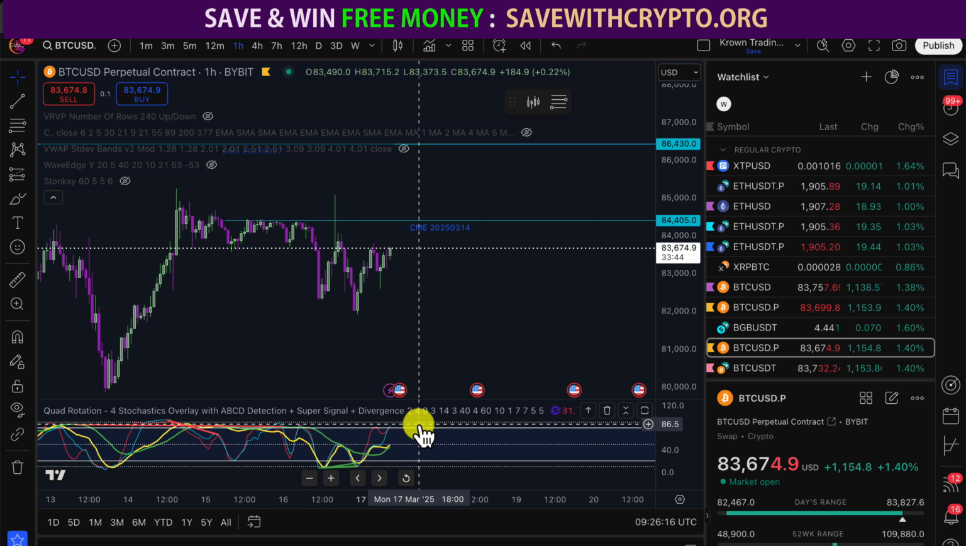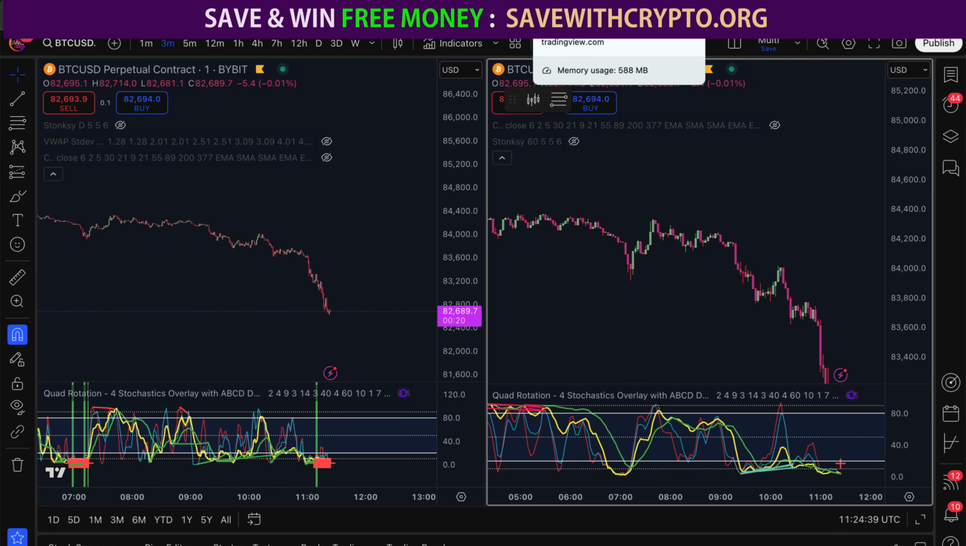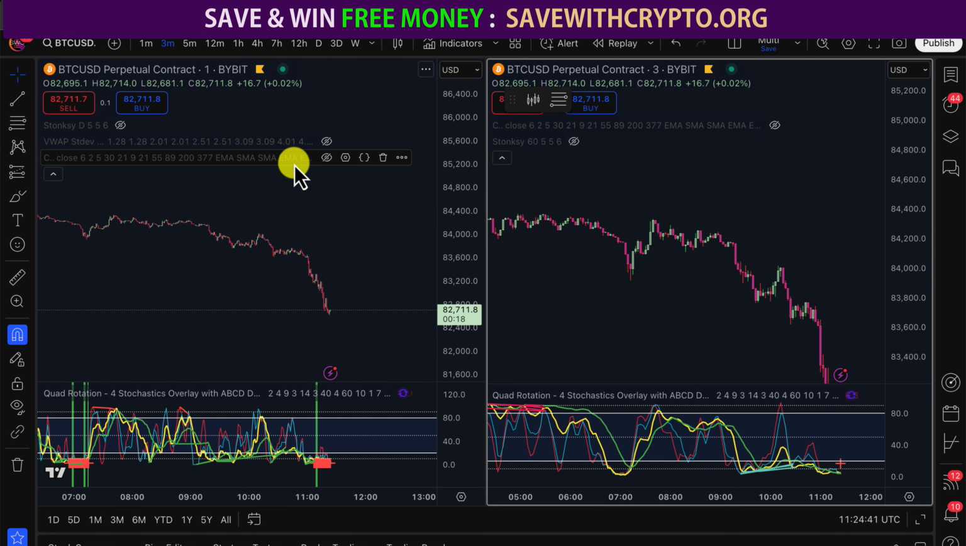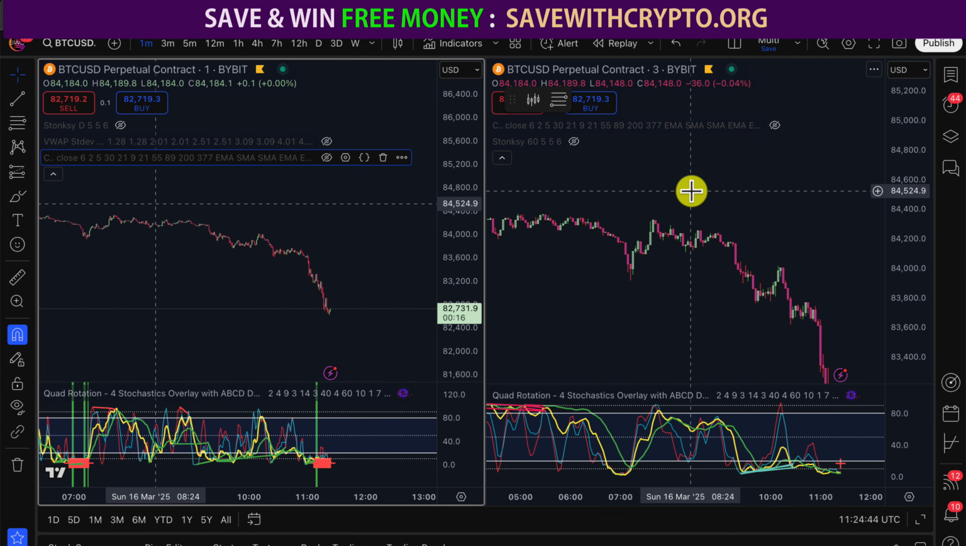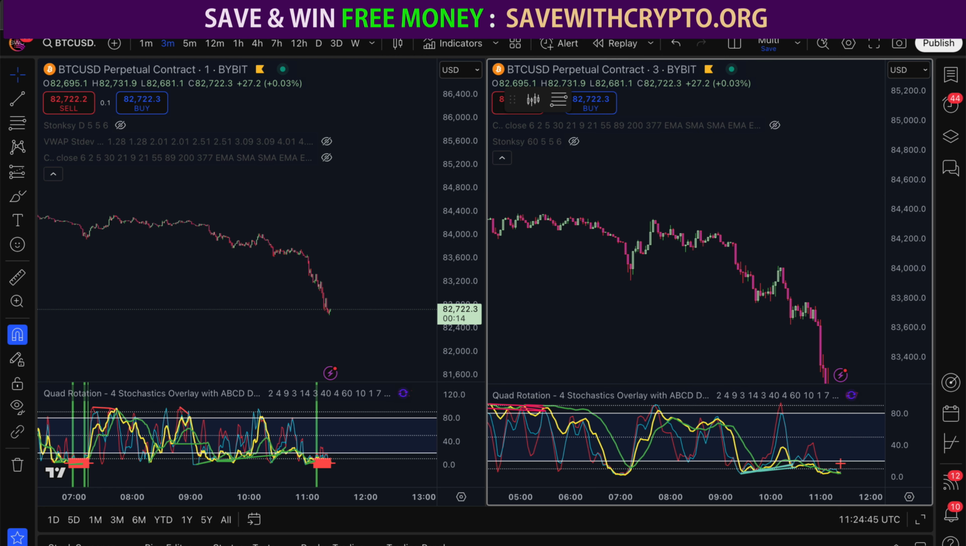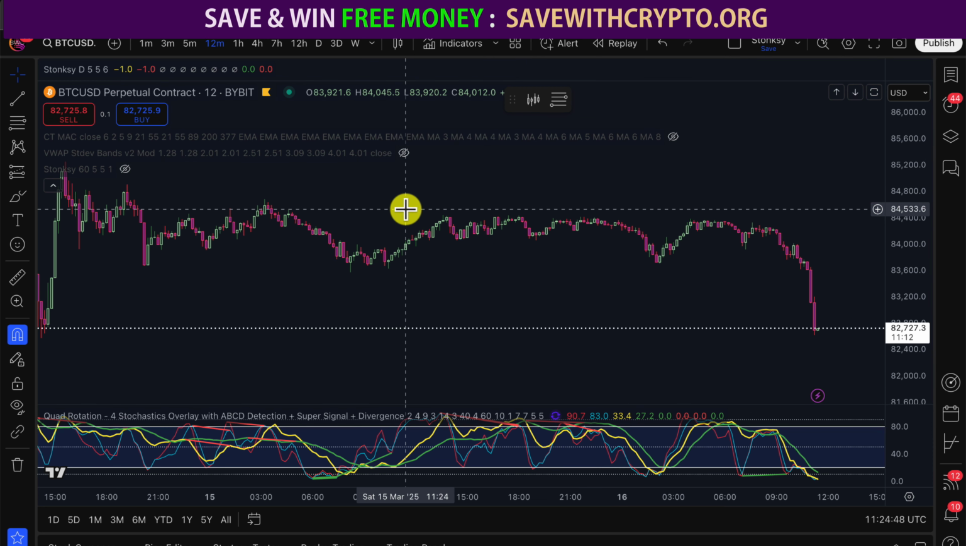But for now, let's go back to Sunday morning, and I'll show you how I use this to try and find a bottom when the price of Bitcoin was coming down quite a lot yesterday morning. Okay, so Bitcoin's having a bit of a dump at the moment. You can see here, we're looking at it on the 1 minute time frame there, 3 minute time frame there, and on this other tab here, I've got it on the 12 minute.